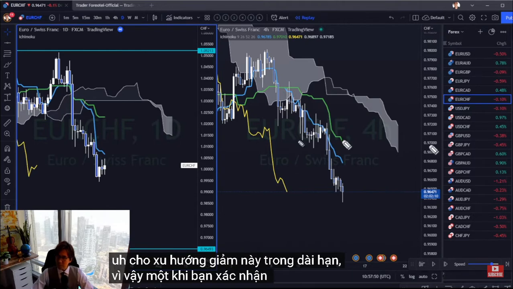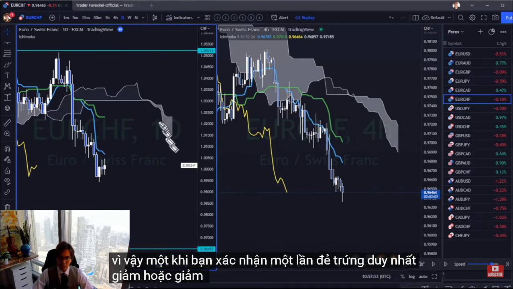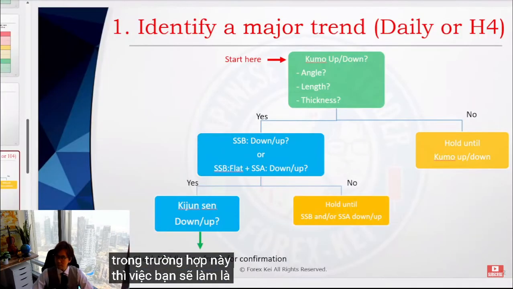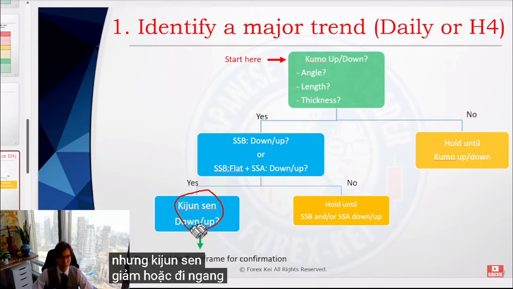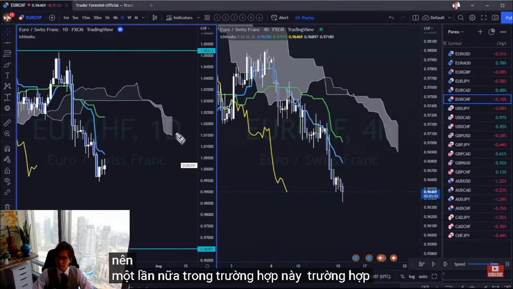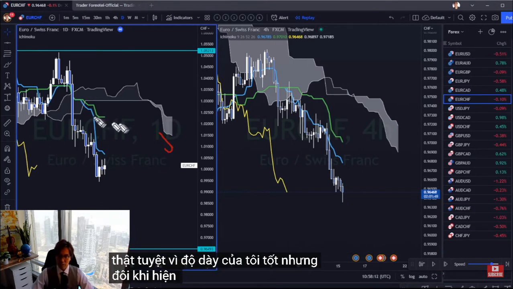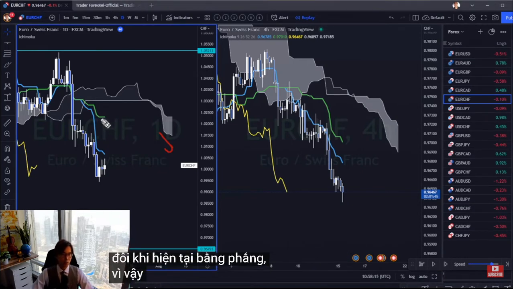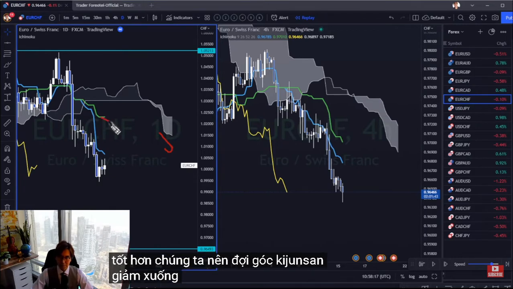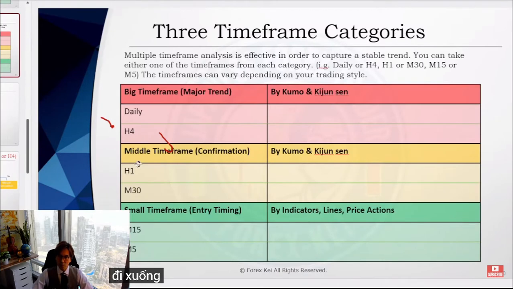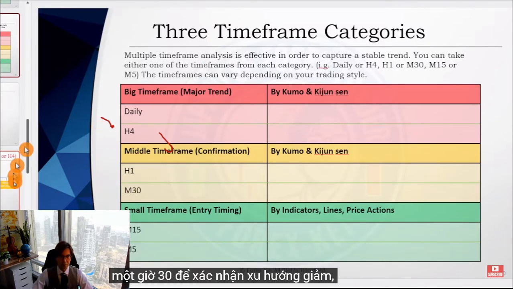So once you confirm either Senko span B down or A down, then what you're gonna do next is check the kijun sen, whether the kijun sen is down or flat. So again, in this case, Senko span A is down, it's nice, kumo thickness is good, but kijun sen is not flat. So we better wait for the kijun sen angle to go down, then go to the 1 hour or 30 to confirm the downtrend.